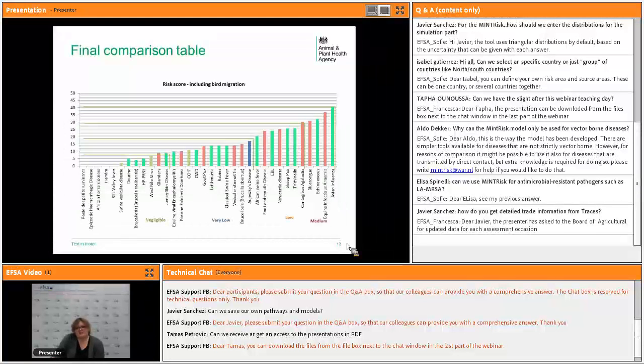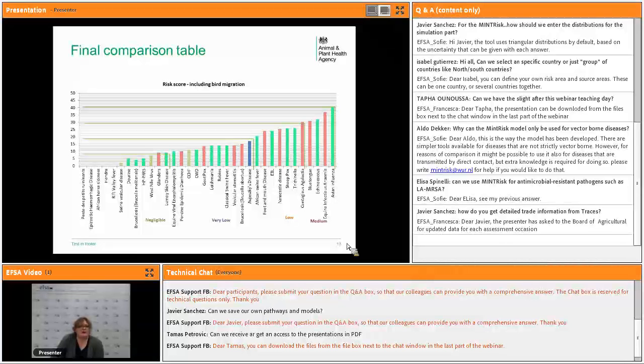And you end up with a final comparison table, which you can see here. And these will change according to the season, so we can change the level for the bird migration, we can change the risk level associated with the vectors. It can also change on an ad hoc basis as well. So if a country suddenly reports disease, we can go into the tool and change it.